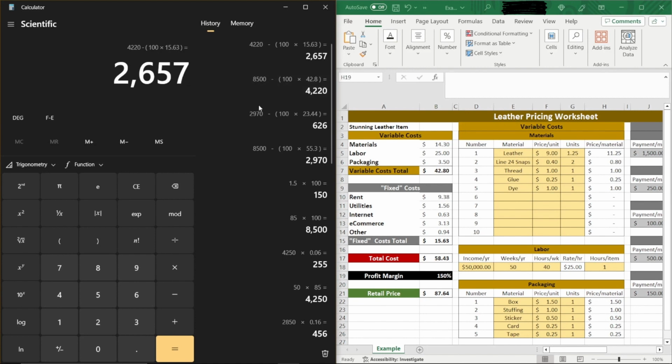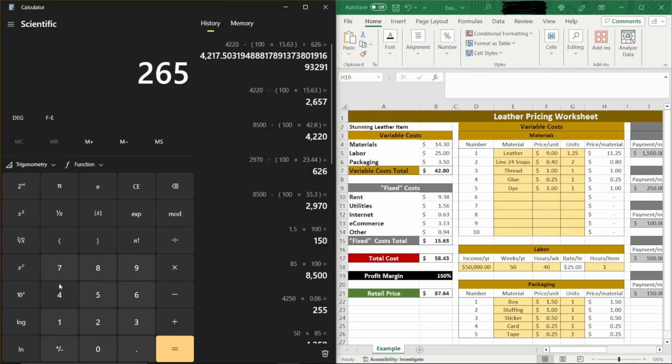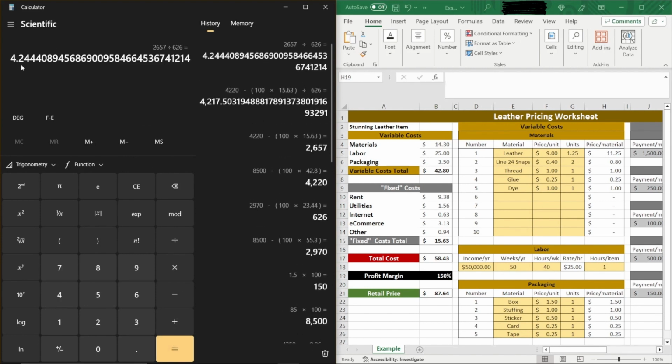Your profit the first time was only $626. 2,657 divided by 626 equals 4.2. You have quadrupled your profits simply because you're getting more practice doing something and you being able to purchase a tool to reduce the time it takes you to make your item.